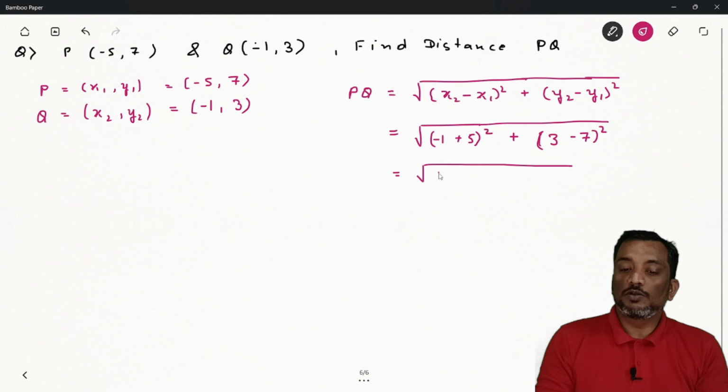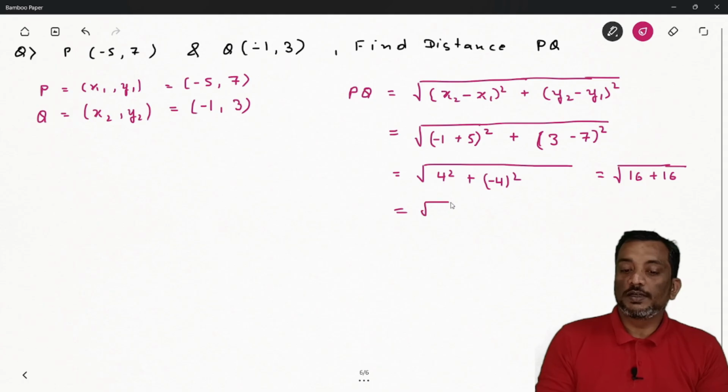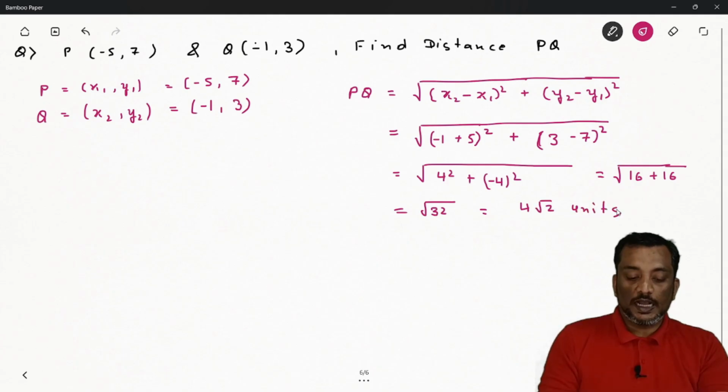Okay, so here you can solve. This will come 4 whole square plus 3 minus 7, we will get again minus 4 whole square. So you can see 4 square and 4 square, so you will get 16 plus 16. Which means square root 32 if you add both. If you solve it, it will come 4 root 2 units. So this is the first type of question they are asking, and I think you can easily solve this type of question.